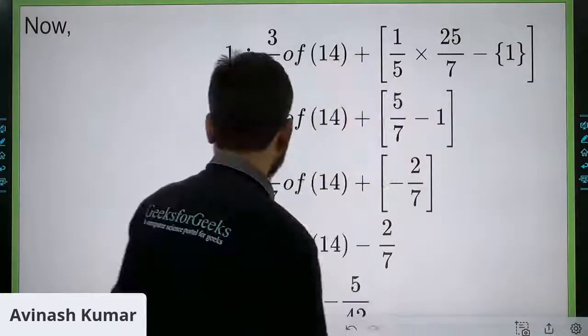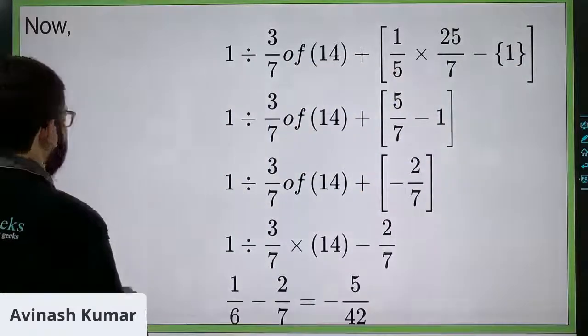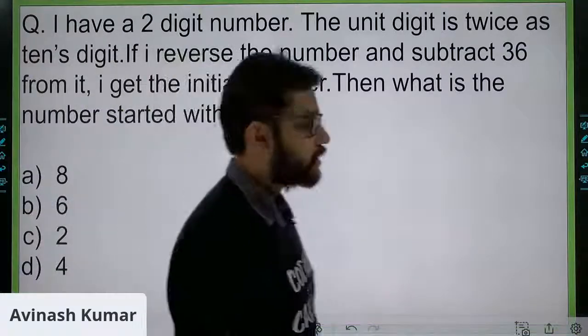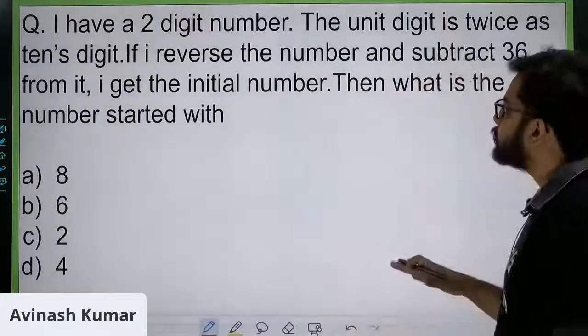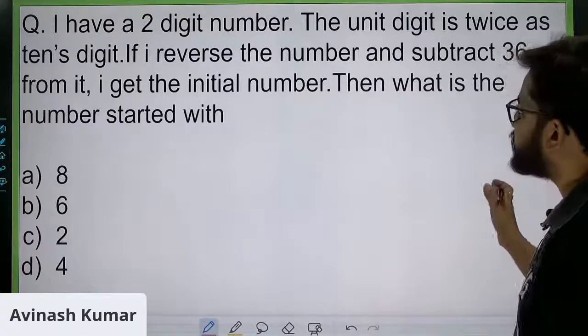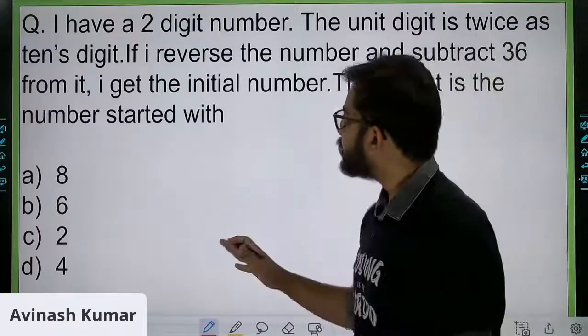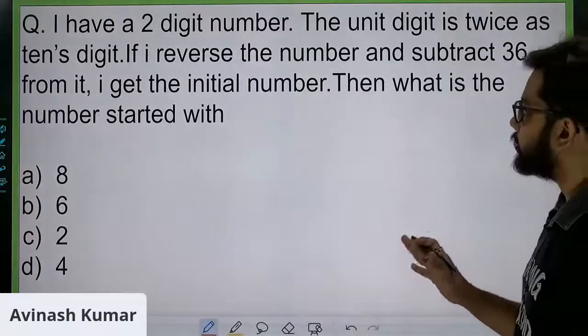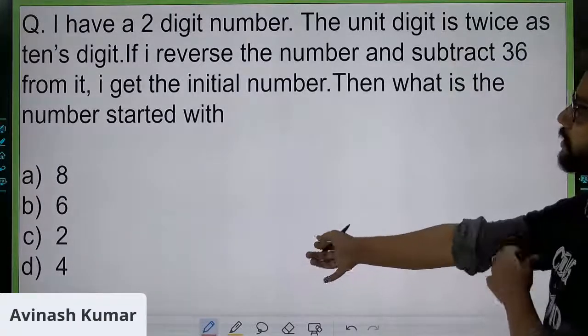Okay, now I'm moving to the next question. See, the next question is: I have a 2-digit number. The unit digit is twice the tens digit. If I reverse the number and subtract 36 from it, I get the initial number. Then what is the number I started with?